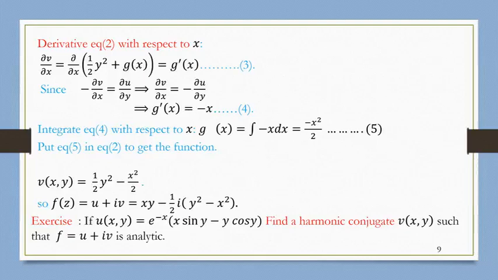So now find the integral of this formula. So del v over del x is equal to g dash x, which is equal to minus x. So we get this result, equation 4. Find the integral of equation 4 with respect to x to get minus x squared over 2. So this is g(x). Now v(x,y) is equal to minus y squared over 2 minus x squared over 2. So f(z) is equal to u plus i v, which is xy minus one over 2 i times (y squared minus x squared). Try to solve this example to find the function f(x,y) by the same method as the first examples.